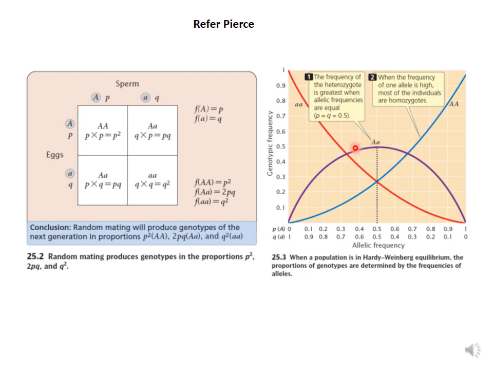And you can see here that the heterozygous genotypes can have a maximum genotypic frequency of 0.5. So the frequency of the heterozygous is greatest when the allelic frequencies are equal, that is p is equal to q is equal to 0.5. Why is this so? Because p plus q is equal to 1, and p square plus q square plus 2pq is also equal to 1. So 2pq, the heterozygous genotypic frequency, can have its maximum value only when the homozygous dominant and homozygous recessive genotypes have equal frequencies.